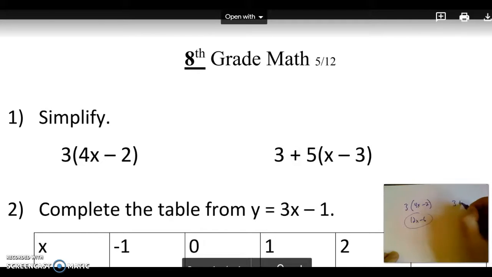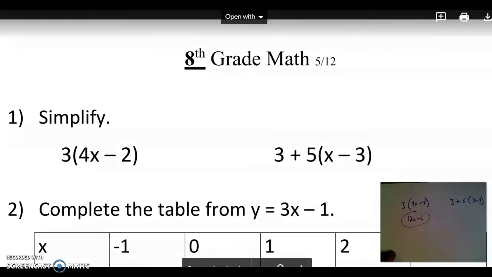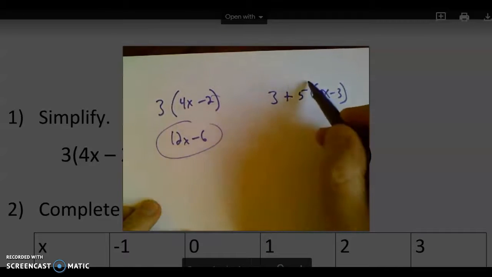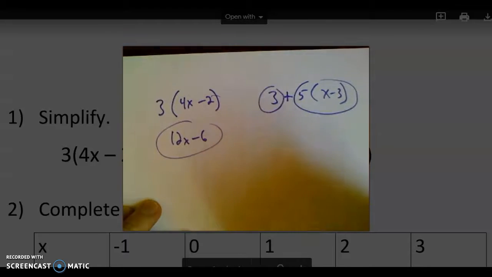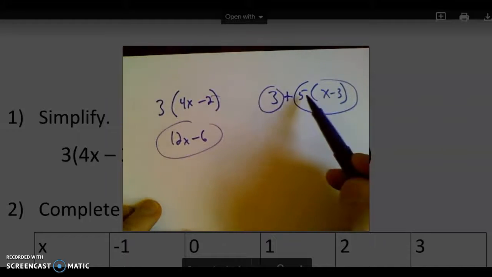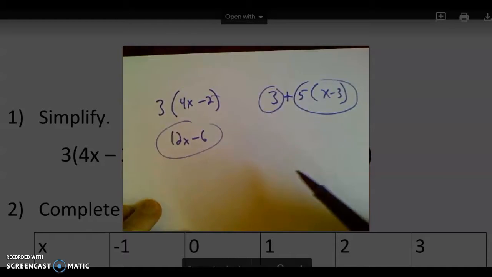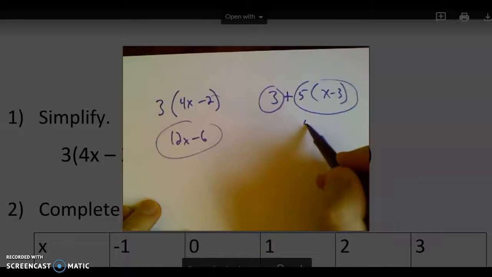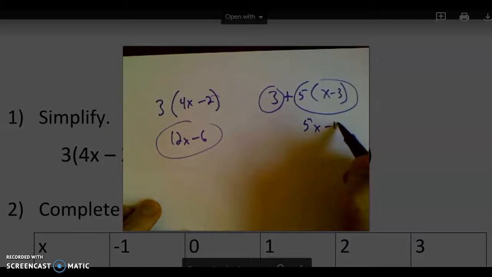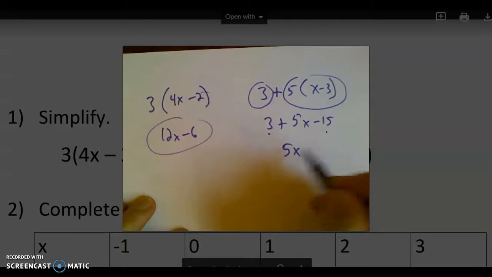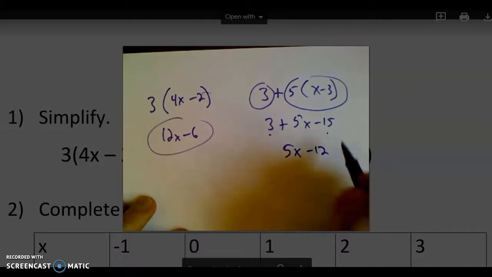Second one adds an extra element to it, and that is understanding. We do not just jump right in and say 3 plus 5 is 8. We have two different terms in this problem. So if I circle the terms, I can see I have to take care of all of this, and it stays separate from that until the very end. So 5 times x means I have 5 x's, 5 times negative 3 is negative 15, then we have a 3 out in front. Now we can combine like terms, which means these two numbers get combined, and you end up with 5x minus 12.